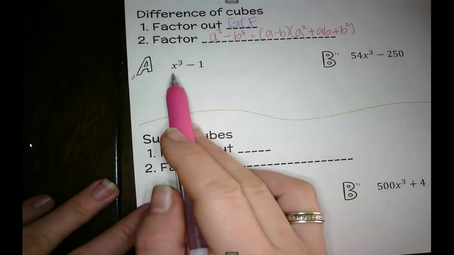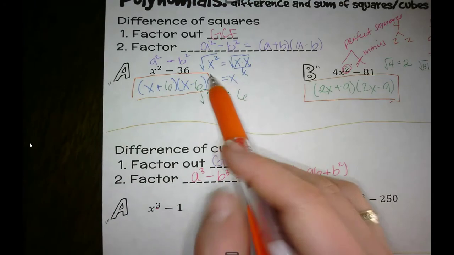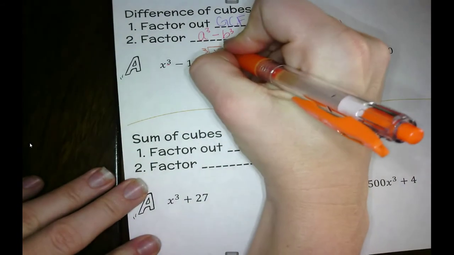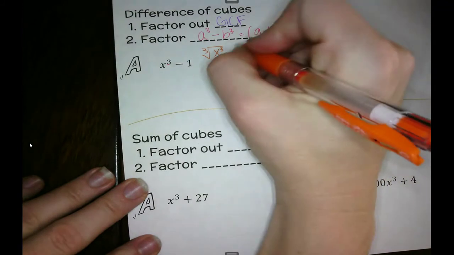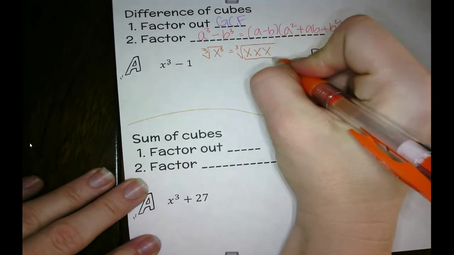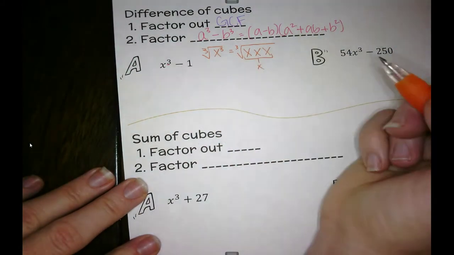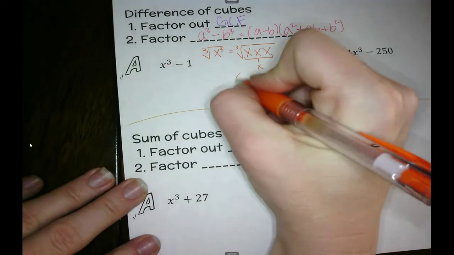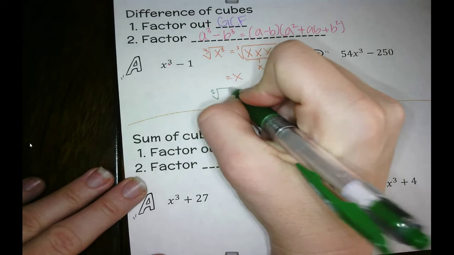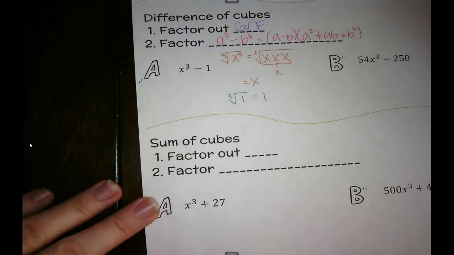Okay, so what we have to do to find our a and b, instead of taking the square root, we have to take the cube root. So remember, that's where we're taking out trios. So the cube root of x to the third is x. What's the cube root of 1? Well, it's just 1. So what's our factor going to look like?